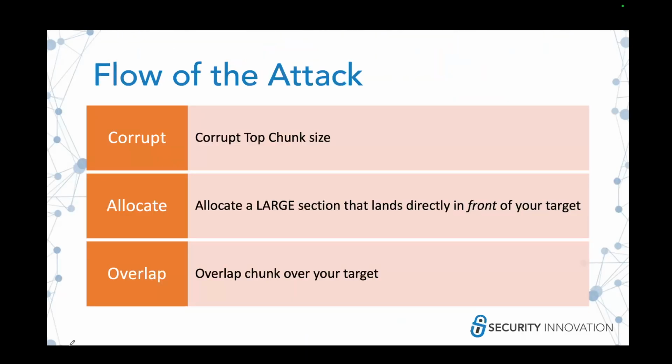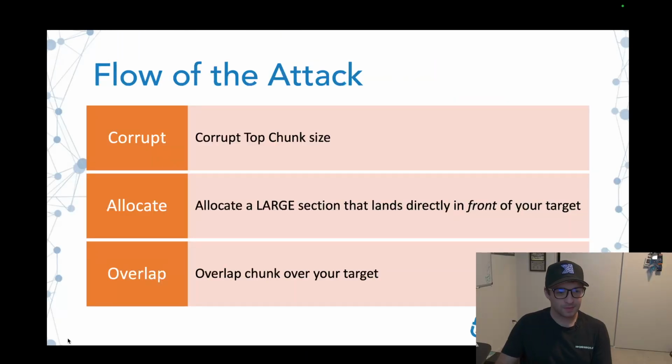So the flow of the attack is first we corrupt the size of the top chunk. After that, we allocate a very large section directly in front of our target and hope it doesn't get fully written to. And after we've done that allocation, and that very large chunk is close to it, then we need to do one more allocation to overlap with the target.